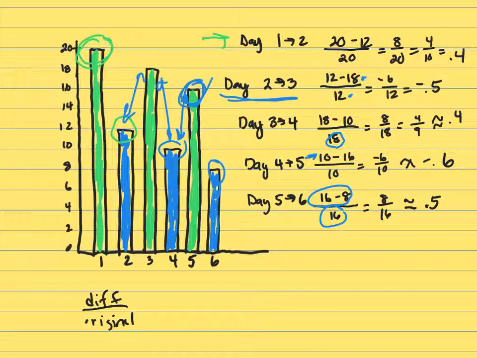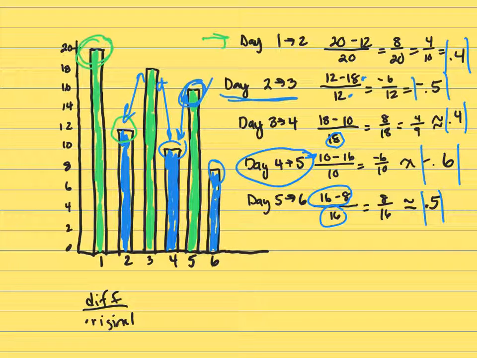Now the problem said magnitude. So magnitude, you always take the absolute value of all these. So which one is going to have the greatest? It's going to be between day 4 and day 5 at 60%.